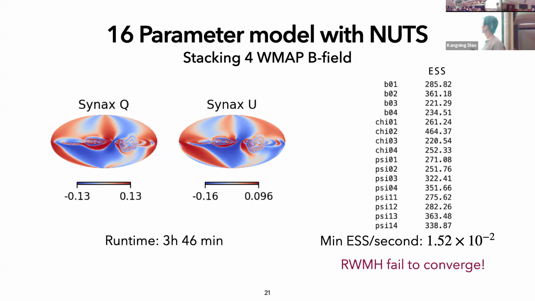Meanwhile, the random walk Metropolis-Hastings totally failed in this test case. So synax completely outperformed the gradient-free method in this case. And you can imagine that if we continue using a more complex model with more parameters, synax will be even better.